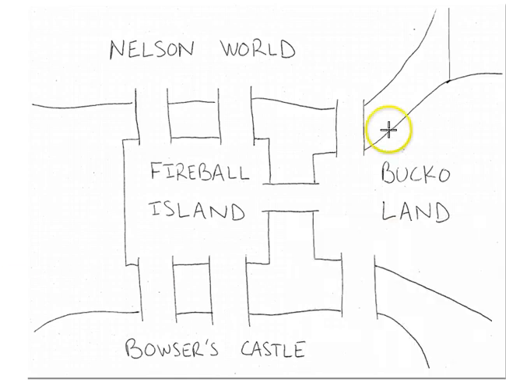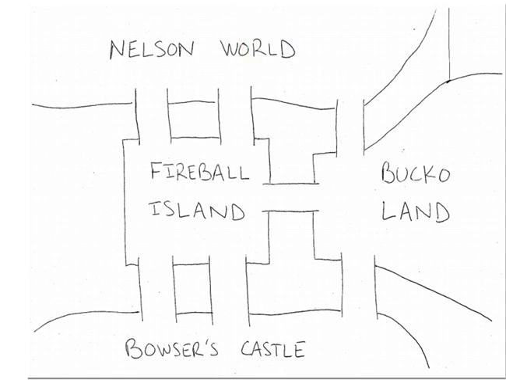So here we go. We have a network here that has 4 nodes, and each of the nodes is one of the islands, or you'll mostly see it as dots when you see it in practice. We have 4 nodes here: Nelson World, Bucko Land, Bowser's Castle, and Fireball Island. Each of those nodes has arcs coming out of it, and the arcs in this case are the bridges from each of the lands or nodes, however you want to say that.